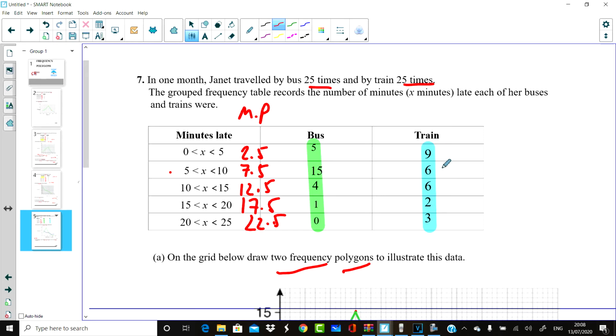And then we can make a comparison with a train. So the modal class interval for train, the number over here that occurs the most often, is going to be 9. And then we correspond that to the left. So the most amount of trains that were late were in between 0 and 5 minutes. So that's one comparison. We've made one comparison.